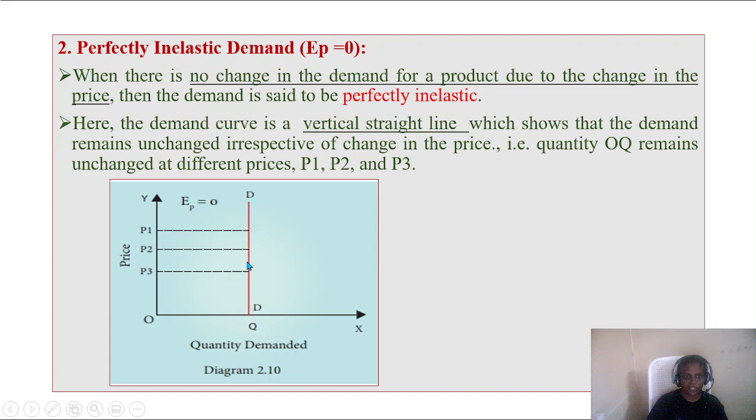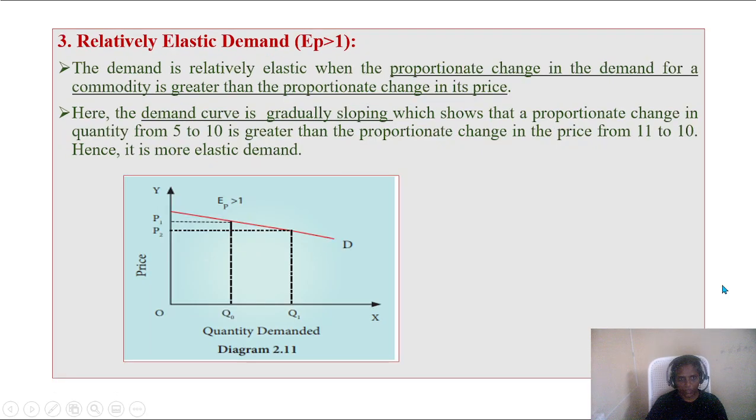This is the other situation when there is a change in the price level, which we call perfectly inelastic demand, EP is equal to 0. If the demand curve is a vertical straight line, obviously it indicates that EP is equal to 0. So this is the second situation. Then you take the third situation, relatively elastic demand, that is EP greater than 1.